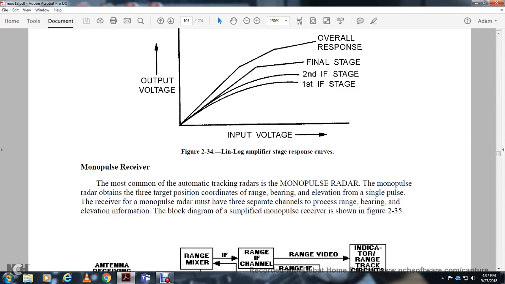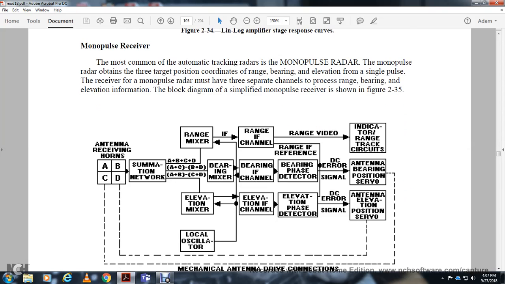The most common automatic tracking radar is the monopulse radar, which is obtained with the three target position coordinates of the range, bearing, and elevation of the single pulse receiver. The monopulse radar must have three separate channels to produce the range, bearing, and elevation information. The simplified block diagram of the monopulse receiver is figure 235.